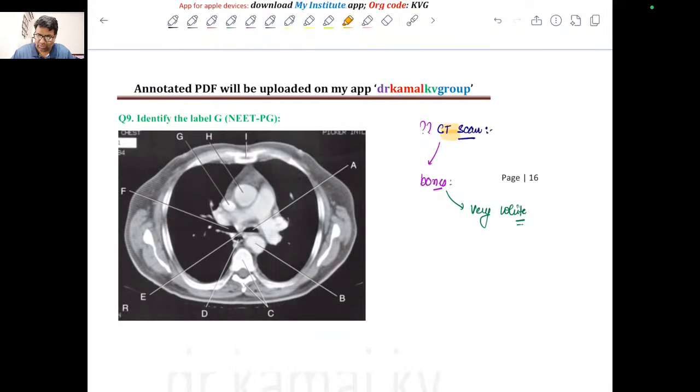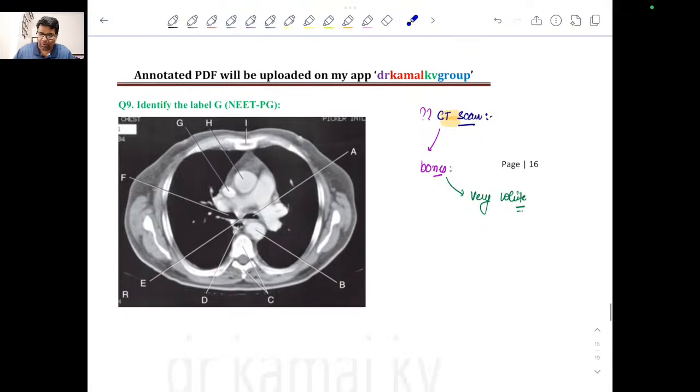Now here look at the bones. Which bones can you see? This is the vertebral body, this is the sternum, this is the scapula, and these are all portions of the ribs. And then at the back you can see the spine, the lamina. Vertebral body classically. So the moment you look at the bones, if they appear very white, you can say this is a CT scan, right? Now this is a transverse section of the chest.